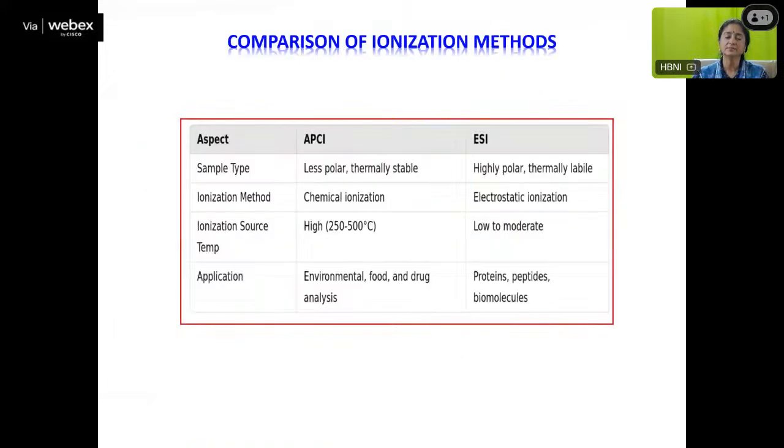I have given a comparison of these two ionization sources here. For sample type, APCI is for less polar, thermally stable compounds, while ESI is for highly polar and thermally labile ones. Ionization method: chemical ionization versus electrostatic ionization. Temperature is around 200, 250 to 500 for APCI, and low to moderate for ESI. Application: environmental, food and drug for APCI, and proteins, peptides, and biomolecules for ESI. So this is a clear-cut comparison between APCI and ESI. You can have a look.